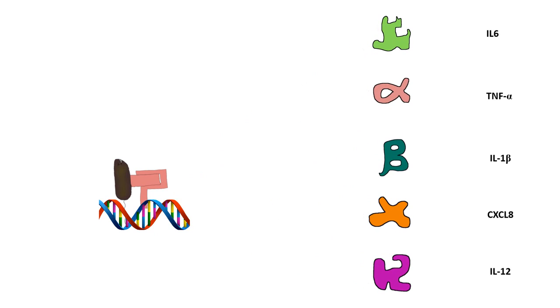One of the most important PRRs is the TLR, or toll-like receptor. TLRs have a conical shape at one end of the receptor, known as the pathogen recognition domain. This is the part of the receptor that actually recognizes pathogenic molecules. The other part of the receptor is known as the signal transduction domain, and is responsible for telling the macrophages that a pathogen has been detected. TLRs result in the upregulation of multiple cytokines, including IL-6, TNF-alpha, IL-1 beta, CXCL8, and IL-12.